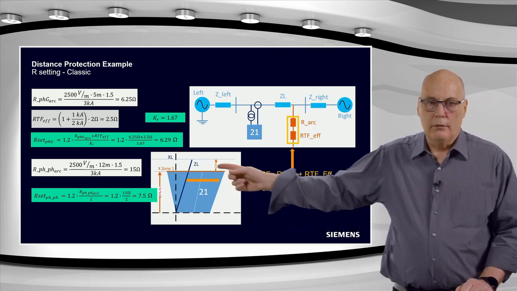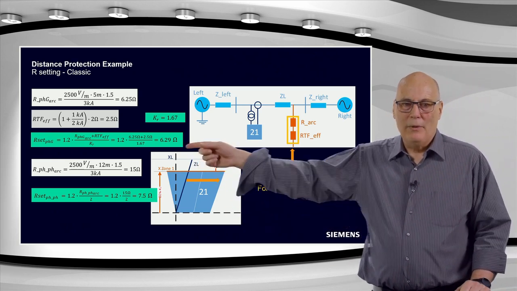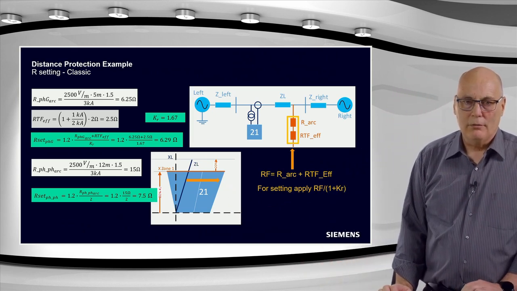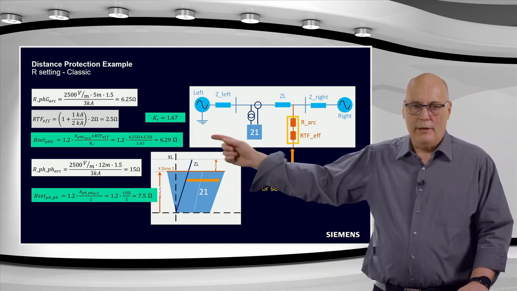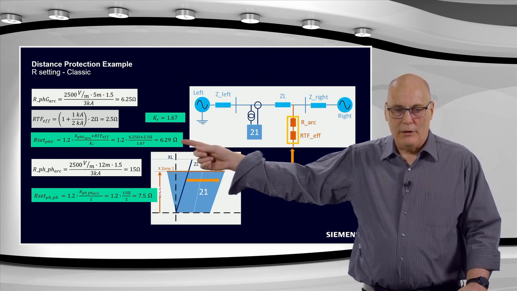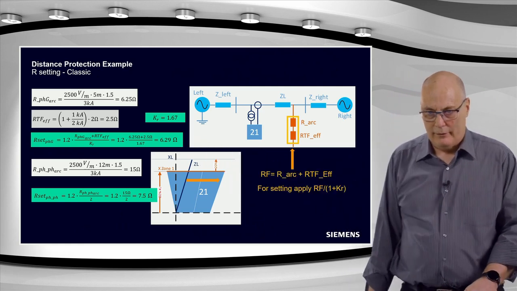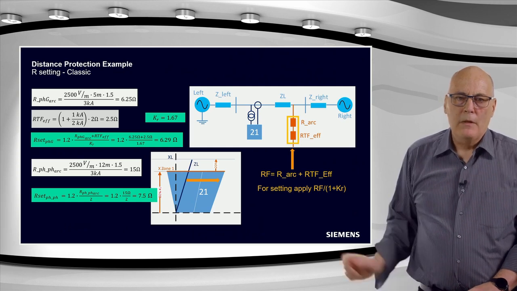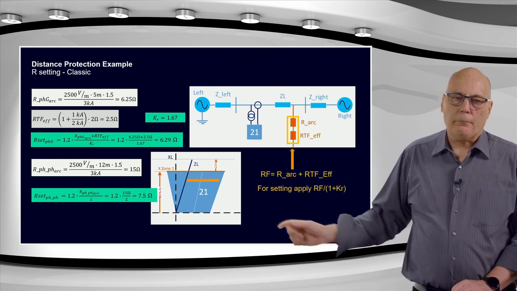Oops, sorry. I wrote KR in the equation, but over here it should be divided by 1 plus KR. Actually, that's a mistake I just found. Ooh, so you see, even there, you can make mistakes, and you just saw me. It should have been divided by 1 plus KR, not just by KR. Okay, so even smaller setting.